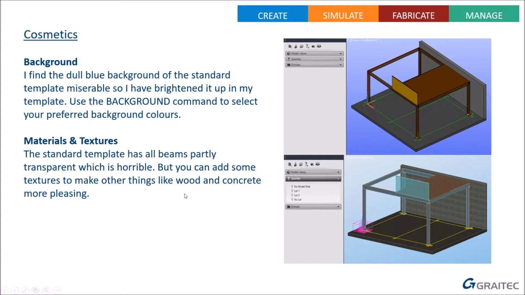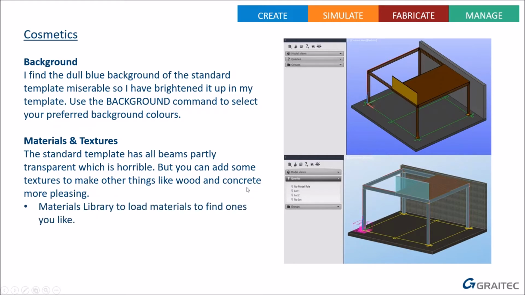And also, it doesn't actually slow down performance if you add a few textures, surprisingly. So on the concrete, you can see on this back wall here, I've added in a texture for the concrete, and I've got one on the bottom there as well, to make it look more like concrete rather than just a grey blob. So you can set those up, and it makes it much more pleasing for wood and concrete and so on.